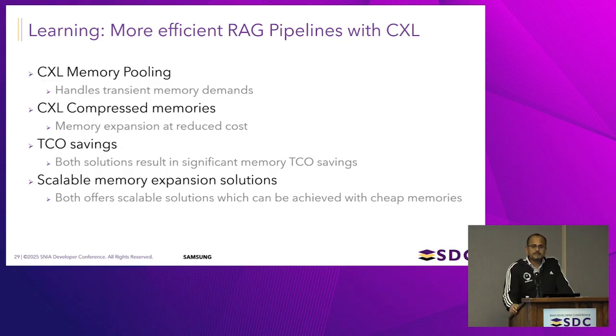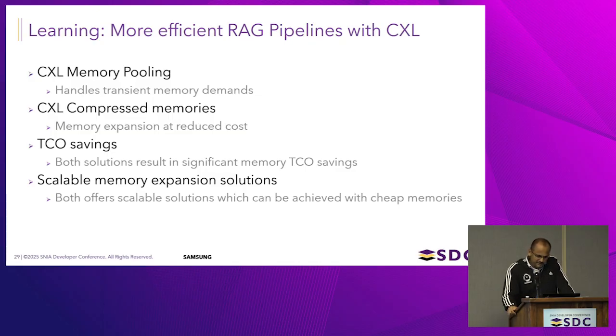It handles transient memory demands. So it could effectively handle transient memory demands, particularly in stage one, where a huge amount of memory is required for a short amount of time. So CXL memory pooling is an effective scenario for that kind of situation.